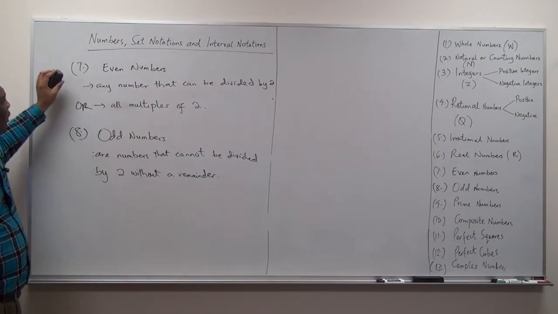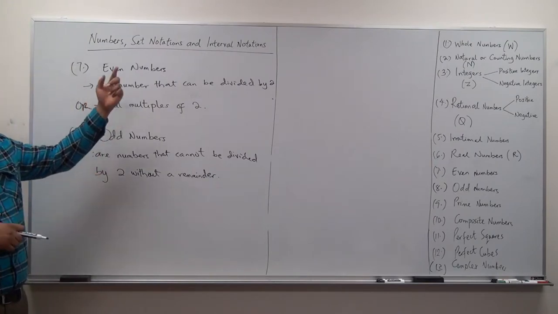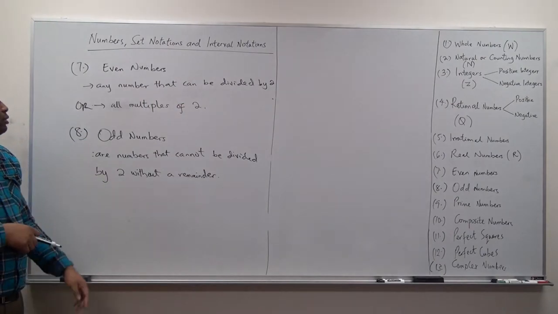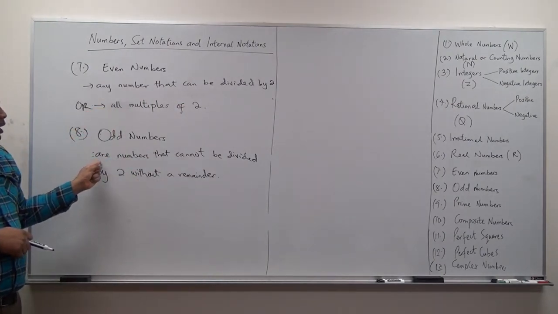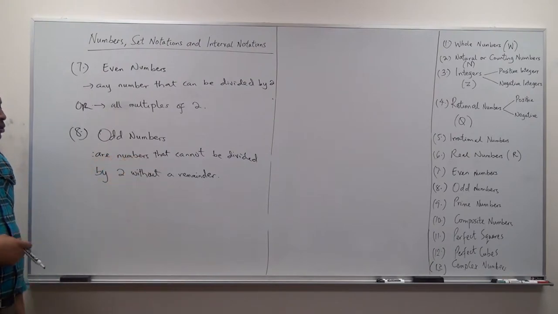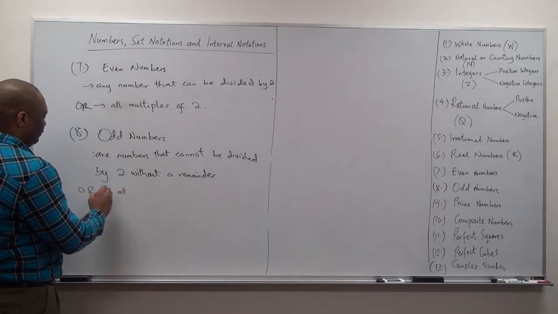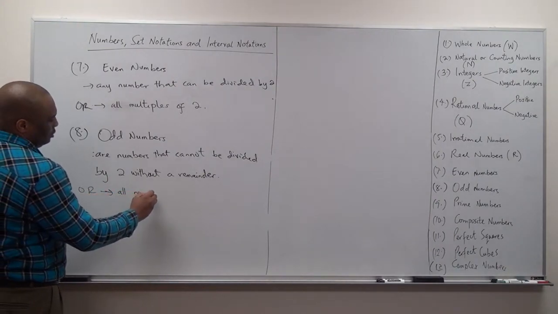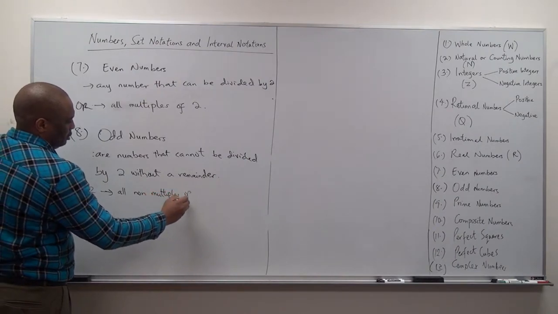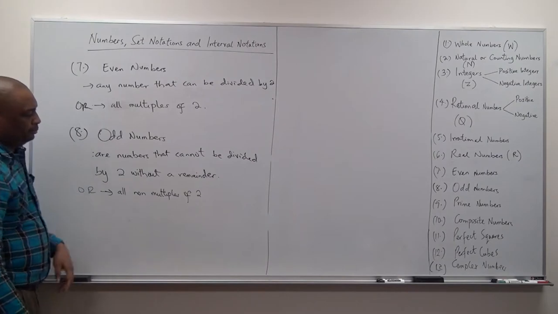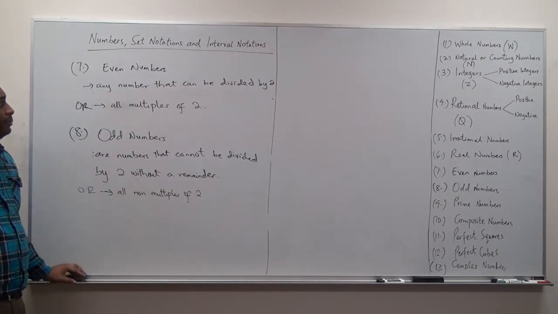The next one we have here are the prime numbers. Now, for even numbers, I say that they are numbers that can be divided by 2, or all multiples of 2. Then odd numbers cannot be divided by 2 without a remainder, or you can also say all non-multiples of 2. They are odd numbers.